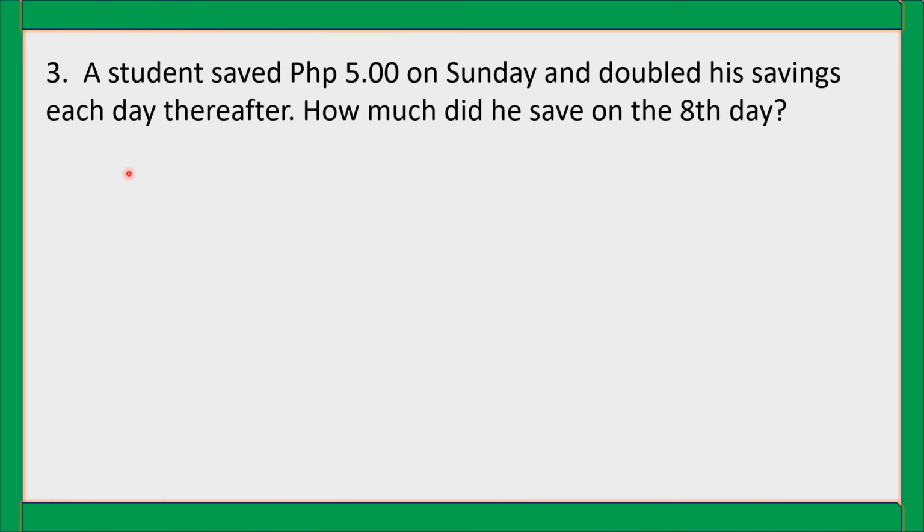Huling halimbawa. A student saved 5 pesos on Sunday and doubled his savings each day thereafter. How much did he save on the 8th day? So, gawin muna natin yung kanyang sequence. Sabi daw, nag-save siya ng 5 pesos on Sunday. Then, dinoble niya ito nung sunod na araw, which is Monday. So, naging siyang 10 pesos. Then, the next day ulit, dinoble niya. So, naging siyang 20 pesos. And so on. At ang tinatanong ay, magkano yung sinave niya nung ika-8 araw. And that is represented by a sub 8. So, that is our unknown.